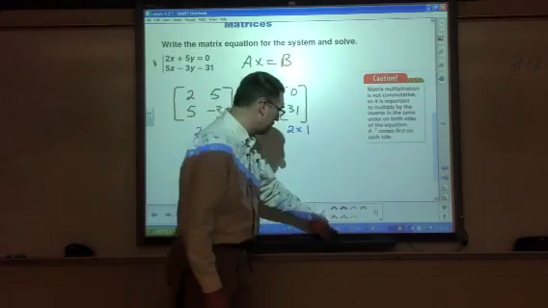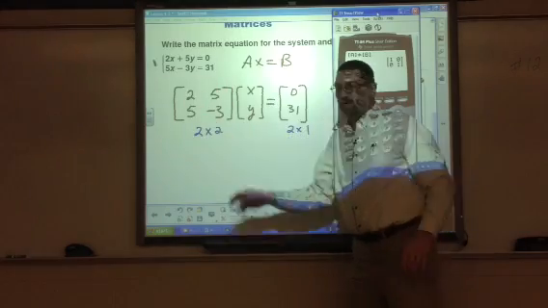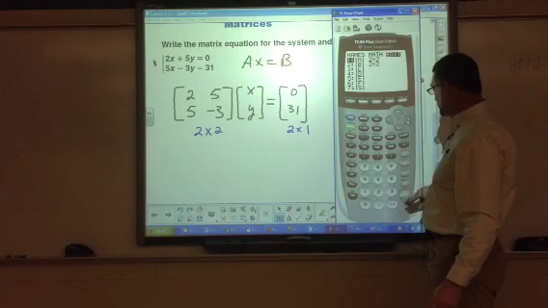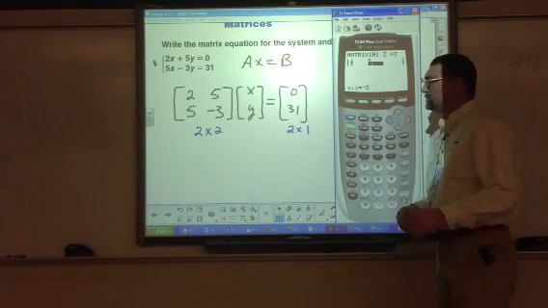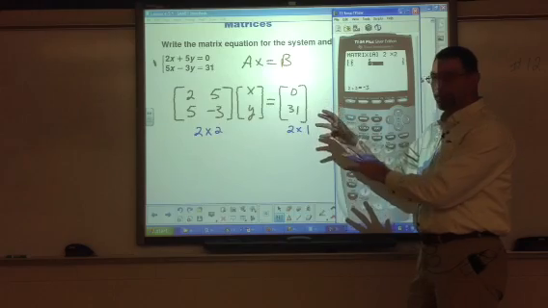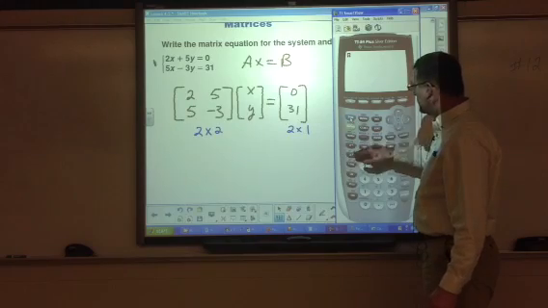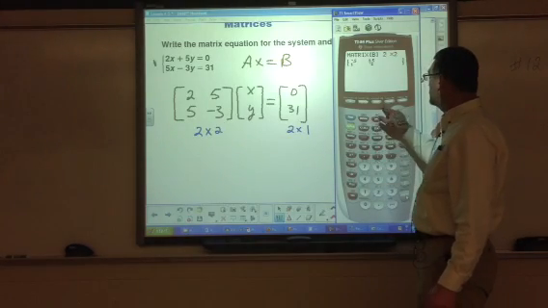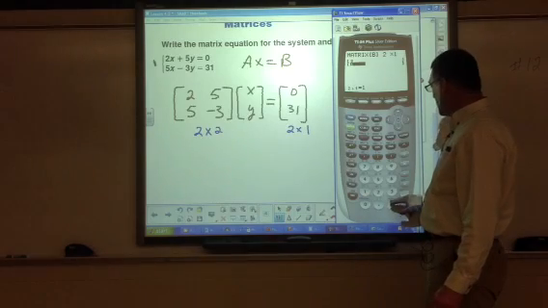So let's go ahead and take our calculator, and we'll put A in our calculator. That's a 2 by 2 matrix, and 2, 5, 5, negative 3. So we have our coefficient matrix in there. And now we need our constant matrix. Matrix B is going to be a 2 by 1, and there we're going to put 0 and 31.